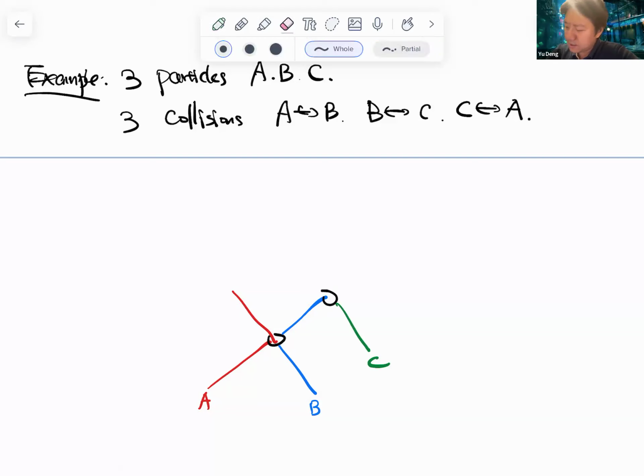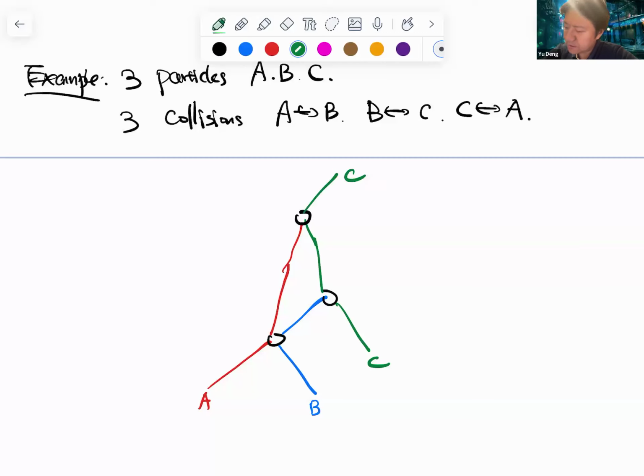Let's draw it more carefully so that it can collide. So let's say it's like this. And then B collides with C, and then C collides with A. So if we draw it, this is C, and this is A. And of course, this is B. Okay, so this is the simplest case of three particles and three collisions.